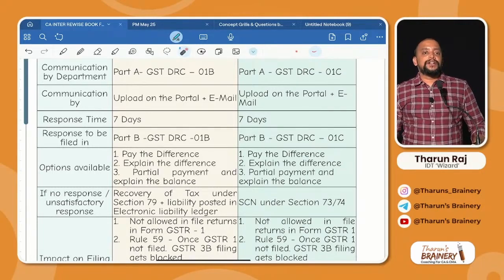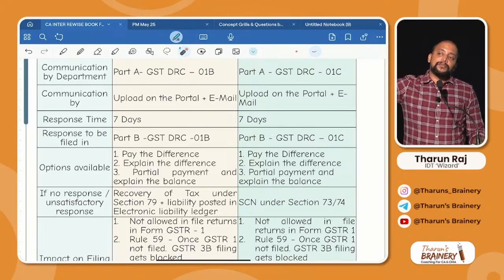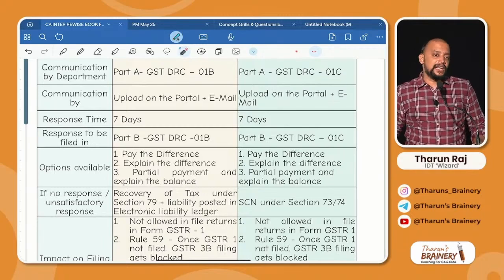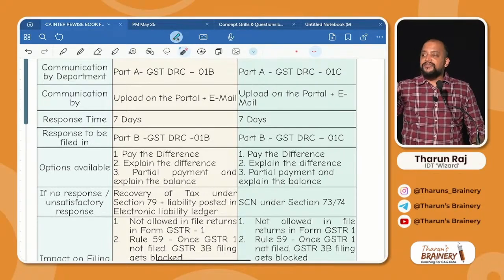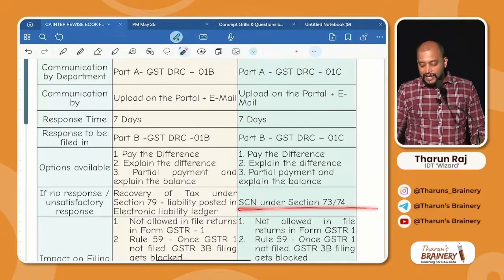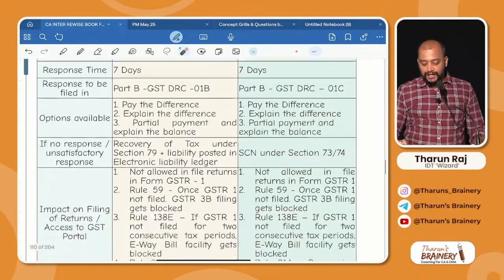How will they recover? They directly come and take money out of our bank account. That is called a garnishee order, which you will learn at CA final level. So they will directly come and freeze our bank account and take money out of it. That is this show cause notice under 73-74.